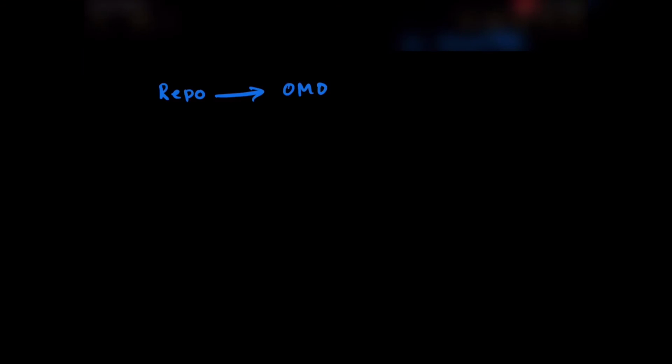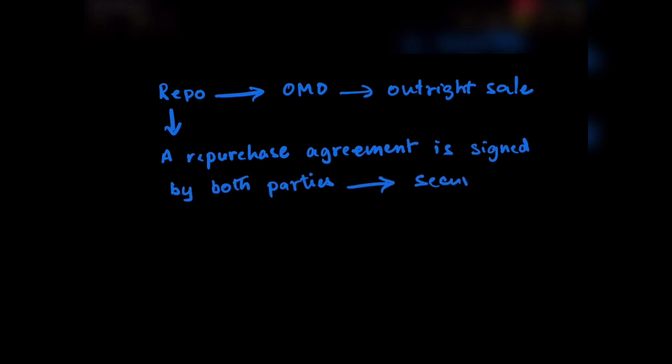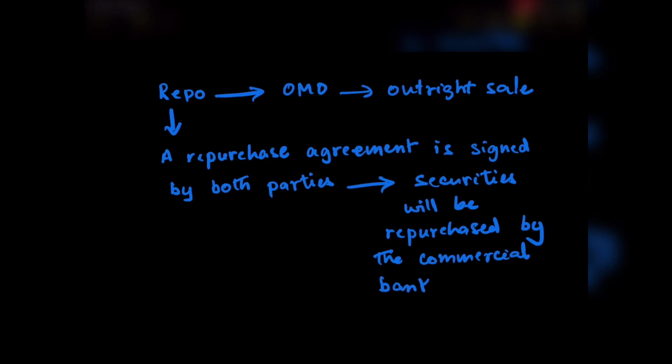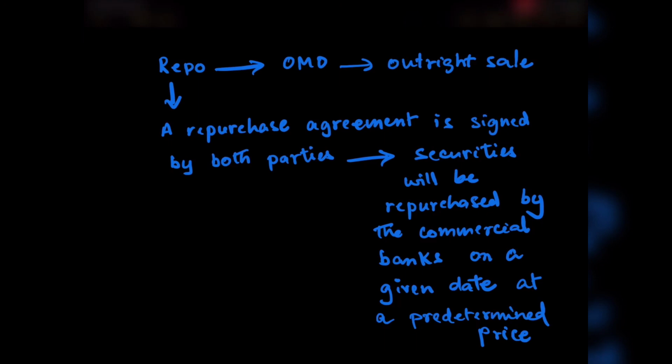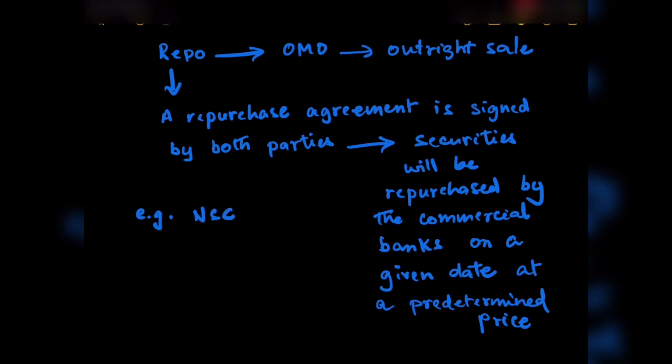Unlike what we have discussed in the outright sale of the open market operations, in the repo, a repurchase agreement is signed by the parties stating that the securities will be repurchased by the commercial banks on a given date at a predetermined price. Now, what happens in this repurchase agreement or repo is that RBI offers loan to the commercial bank by buying from them the government securities, National Savings Certificate, but it carries an agreement stating that the commercial banks will repurchase such government securities on a given date at a predetermined price.